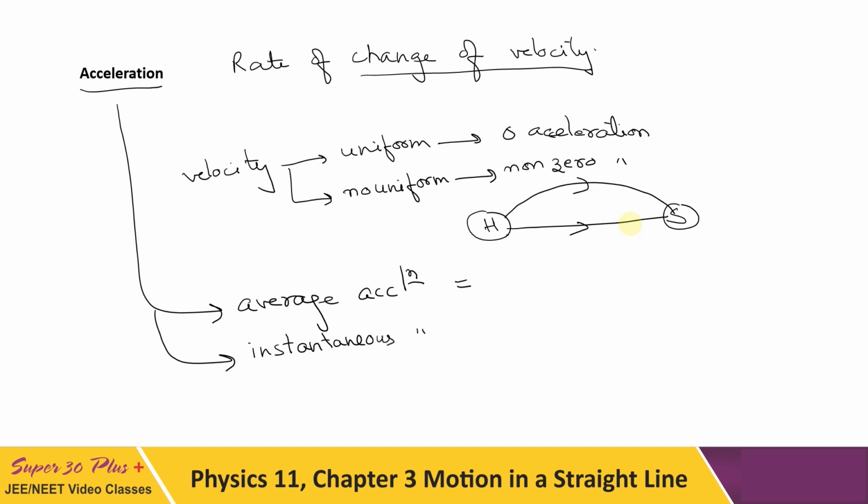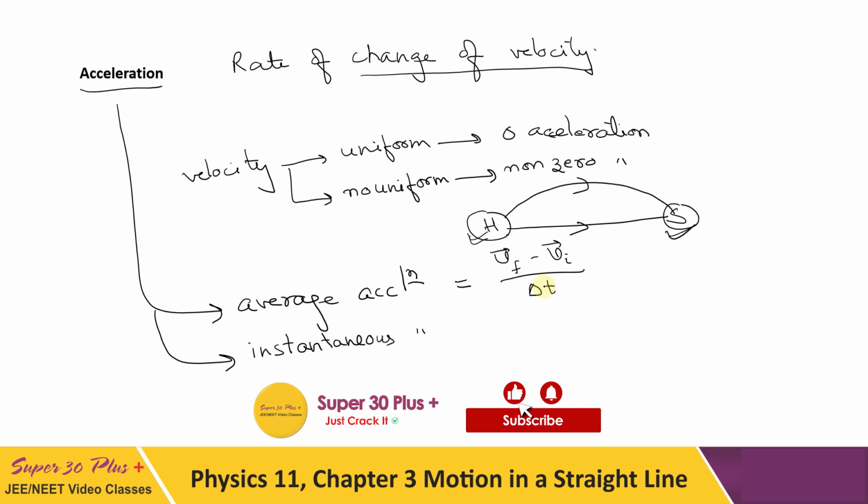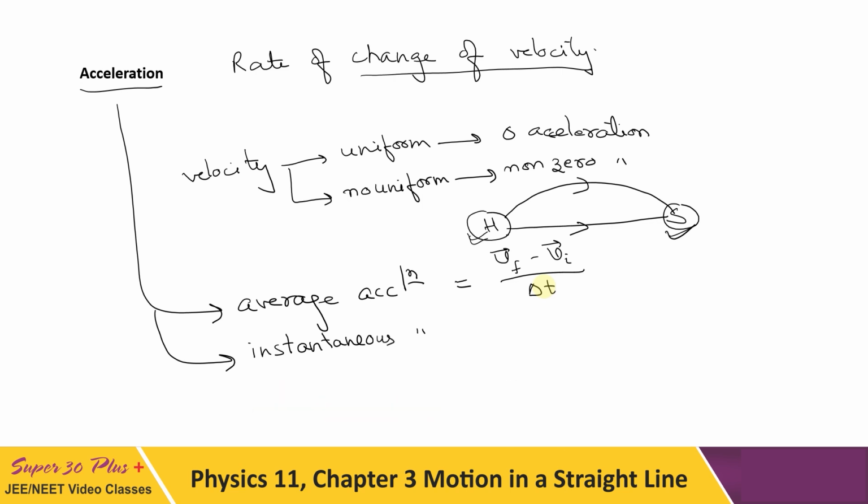With what speed you are reaching the school minus the speed with which you had started, that is the change in speed. So average acceleration is final velocity minus initial velocity, this whole divided by the whole time for the whole journey. So average acceleration has to do with the total change in velocity divided by the total time taken.